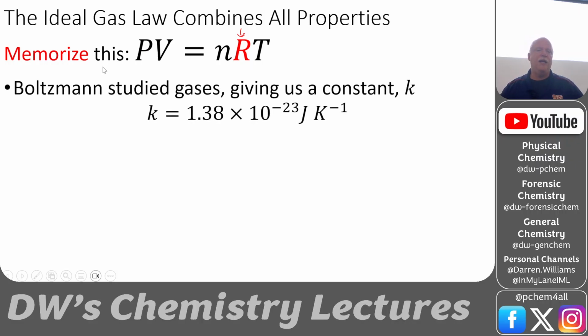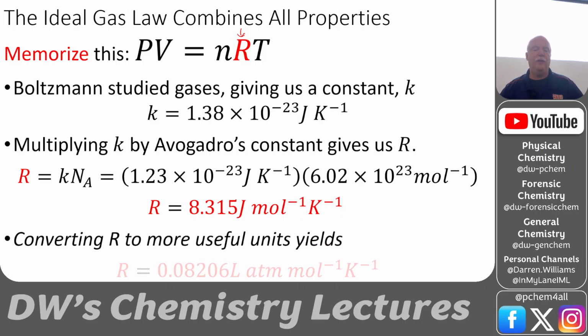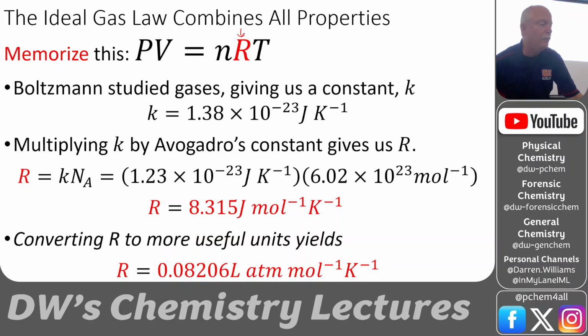So Boltzmann studied gases, and he gave us his Boltzmann constant. And then if you multiply that by Avogadro's number, that gives us R. So Boltzmann's constant times Avogadro's number is R in these units, 8.315 joules per mole Kelvin. And then if we want to get out of joules and into other things that are useful for us in the lab, like liters and pressure, atmospheres, we can convert that over and we end up with 0.08206 liters atmospheres per mole Kelvin.